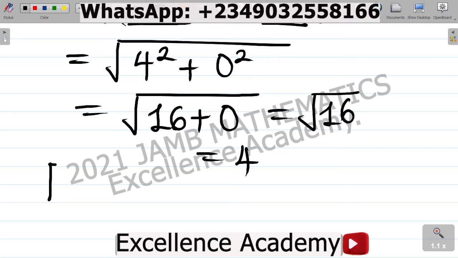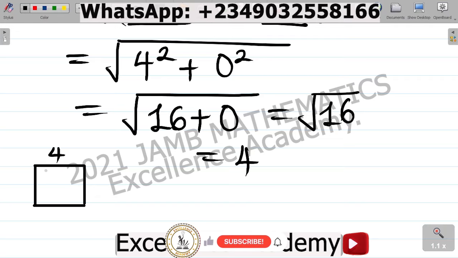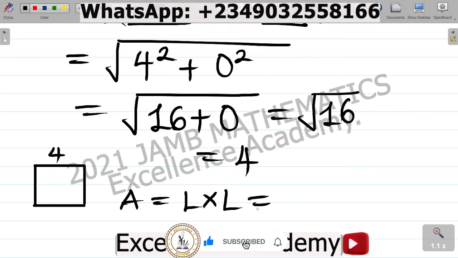Now, since the side is a square, you've just gotten the length of one side as 4. You're asked to find the area of the square. The area of a square is equal to length times length. Since all sides will be equal, everywhere will be 4 because it's a square.